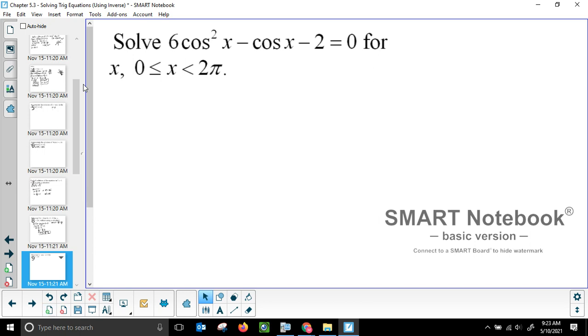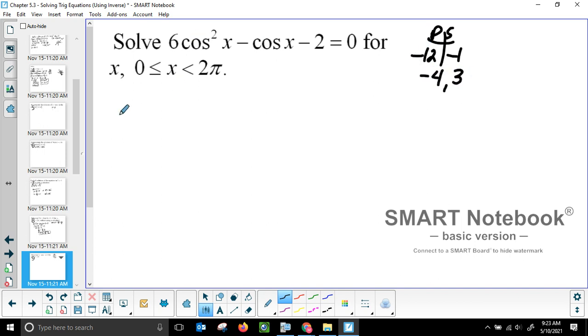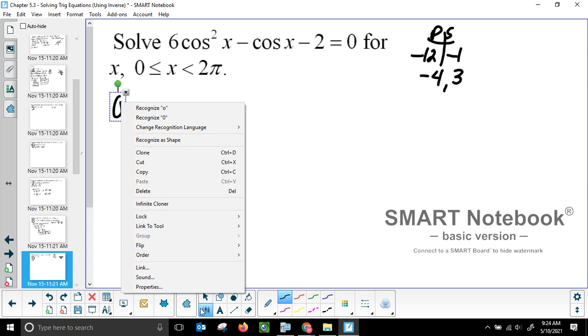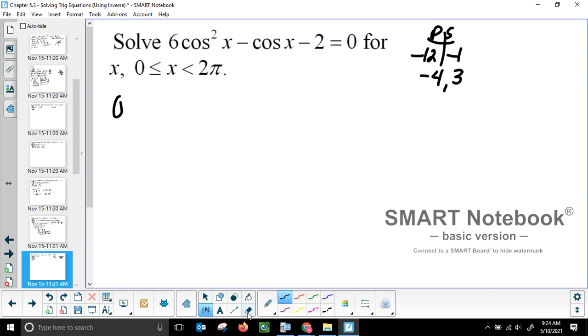Okay, so this has a leading coefficient other than 1, so I'm going to use my trash can method here. 6 times negative 2 is negative 12, and the middle term is negative 1, so this is going to be negative 4 and 3. So I'm going to get 6 cosine of x minus 4 and 6 cosine of x plus 3.